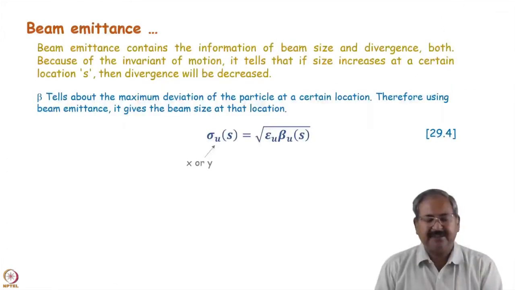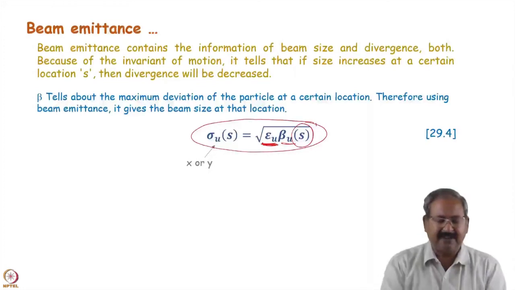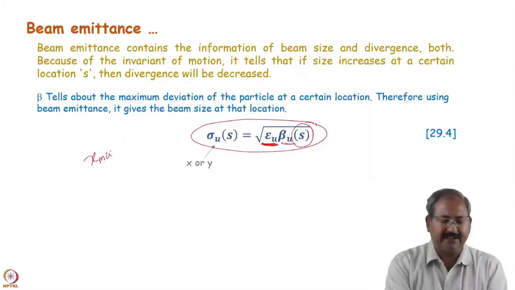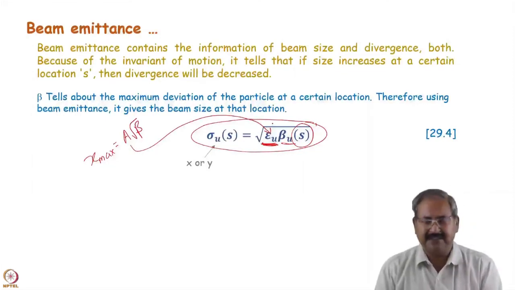Now, as I have said, beam emittance defines the beam size as well as divergence. The maximum amplitude of the outermost particle gives you the beam size. So if we take beam emittance in place of the invariant of motion of a single particle, and the beta function at a certain location, say s equal to s1, this gives you the beam size. In the case of a single particle, this gives you the maximum displacement, x max is equal to a under root beta. Now in place of a, we have beam emittance, so this gives you the complete beam size.